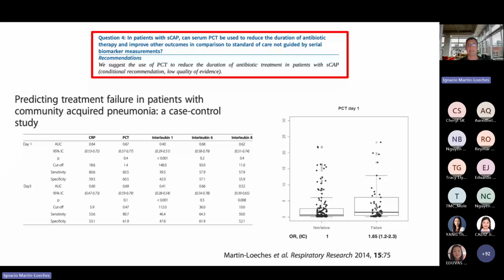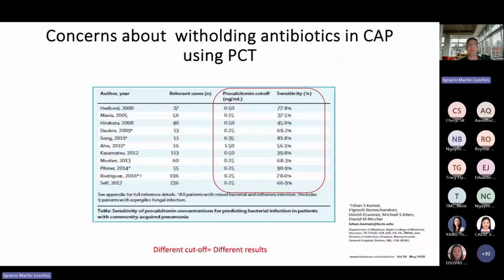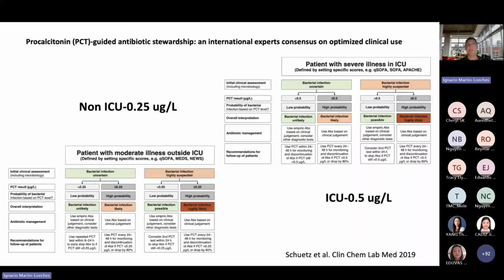This is a study that I published some years ago, where you can see the correlation of PCT with treatment failure. Obviously, we need to take into account the differences in terms of the cutoff, because as you can see in this study, the cutoff is going to change the sensitivity depending on the severity of the patient. Equally, you can see in this international expert consensus that in ICU patients, the cutoff for procalcitonin is much higher than in those patients outside of the ICU.